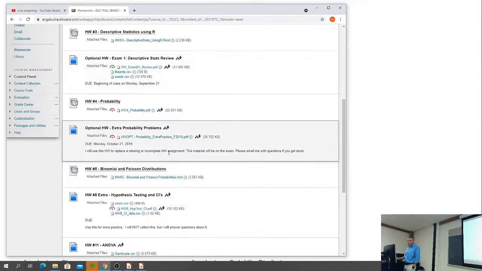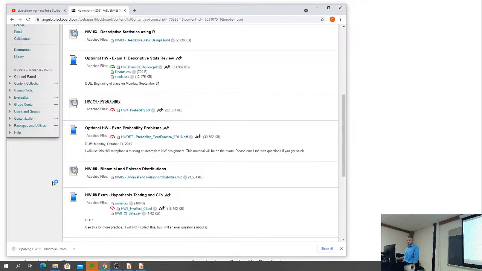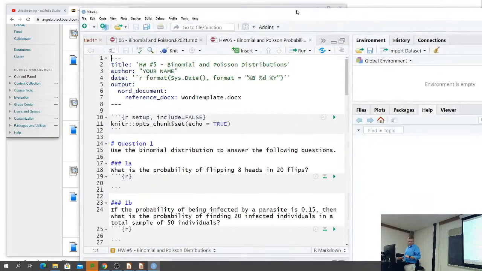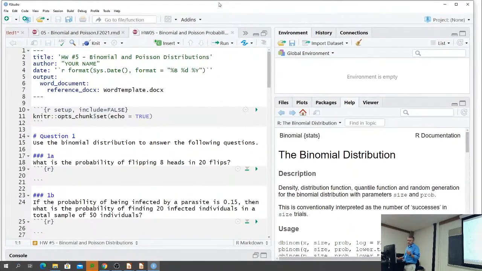Homework's been posted because we're right at the end. This is binomial Poisson probabilities. Let's open this up. I put the due date on Monday after lab, so you can work on it over the weekend. You can do it in lab.